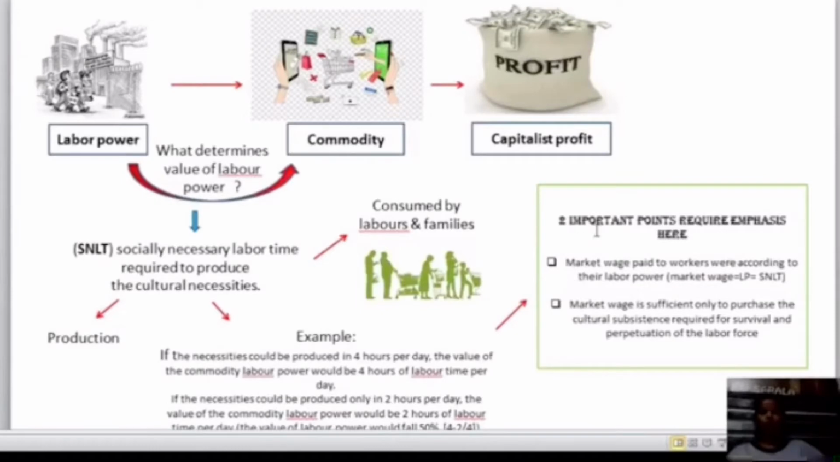So two important points require emphasis here. First, the market wage paid to workers is according to their labor power, which is market wage equals labor power equals SNLT, the socially necessary labor time. Second, the market wage is sufficient only to purchase the cultural subsistence required for survival and perpetuation of the labor force.